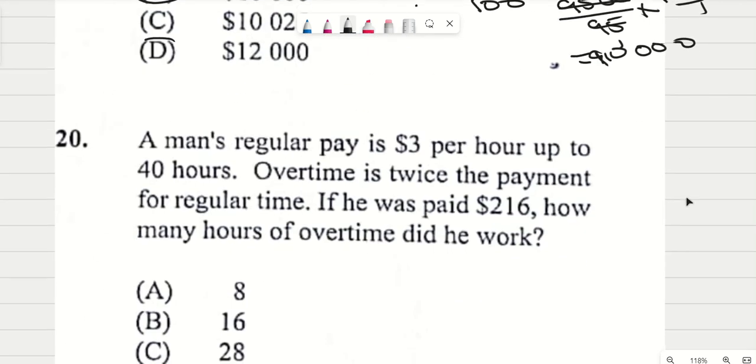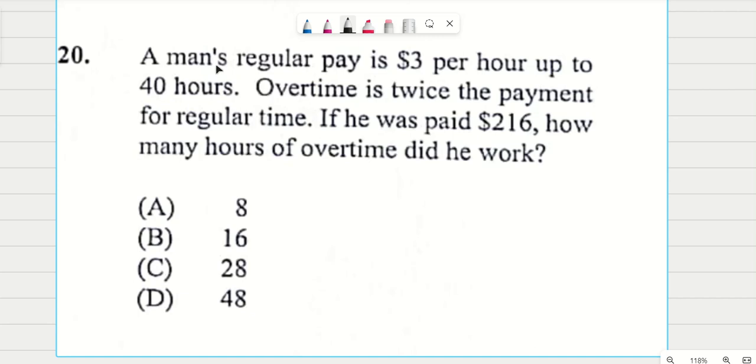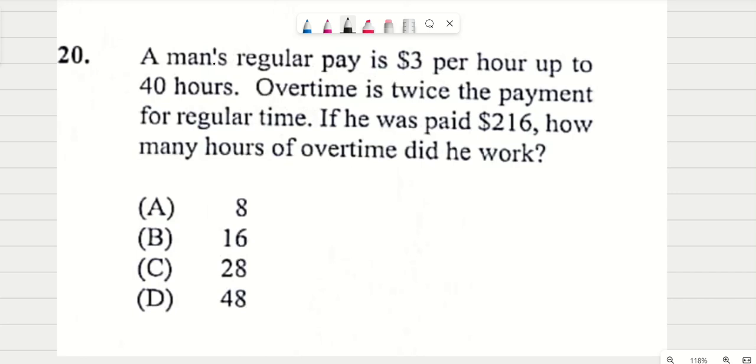Right? Number 20. Did we do this question? No. A man's regular pay is $3 per hour up to 40 hours. Overtime is twice the payment for regular time. If he's paid $216, how many hours of overtime did he work? So, first off, the overtime per hour would be 3 multiplied by 2, which is $6. So his overtime is paid $6 per hour.